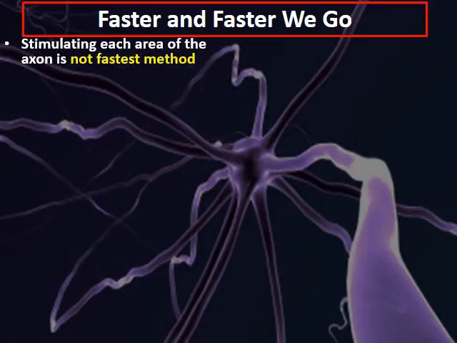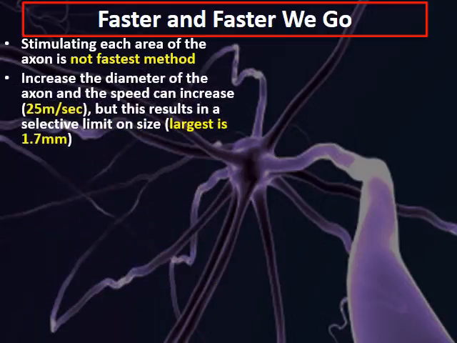I want to talk a little about exactly how much speed we're talking about here. Of course, as I just said, stimulating every single section of the axon is not the fastest way to transmit an impulse. Action potential, then a little further another action potential, and a little further another. It is fairly fast, but it's not the fastest way to do it. So by using the myelin sheaths, we can increase the speed.